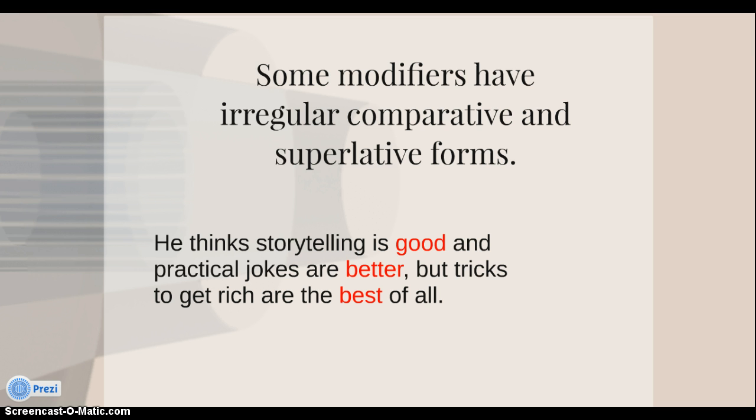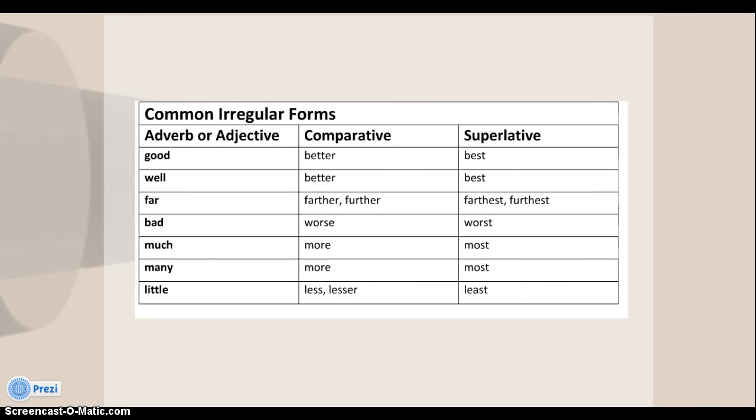Now, some modifiers have irregular comparative and superlative forms. Let me look at the example here. He thinks storytelling is good and practical jokes are better but tricks to get rich are the best of all. This is an example of good, better, best. We're not going to go gooder, we're not going to go goodest, and we're not going to use more or most. Let me show you a little chart that I've made you to help you understand some of these.